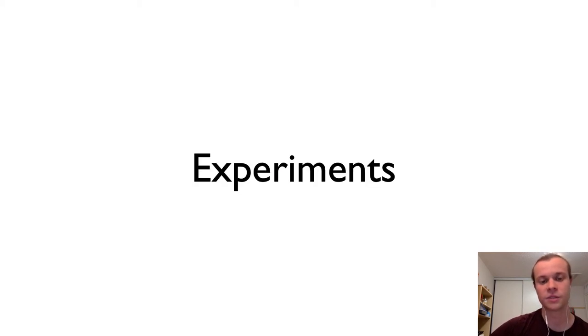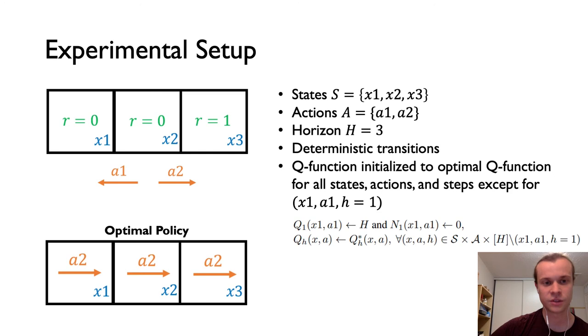Now we'll go over the experiments. First I'm going to discuss the experimental setup. So the setup looks as follows. The top left is the environment. It's three states, and the reward is zero in all states except for the rightmost state, which is x3. That means when the agent transitions into the rightmost state, x3, it receives a reward of one.